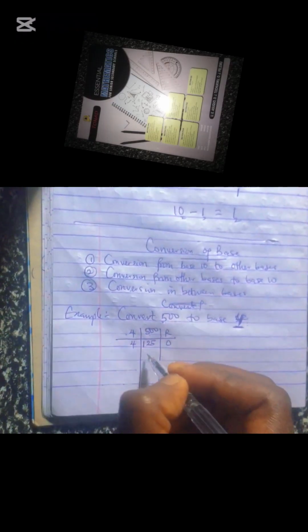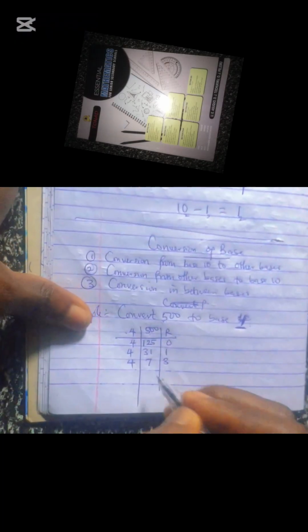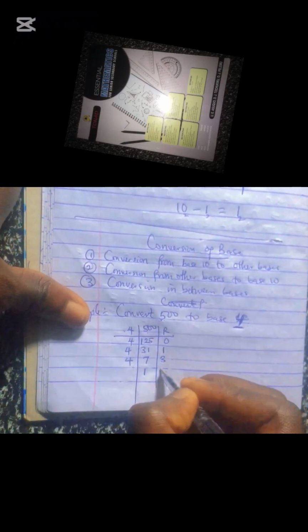So we take 4 here again. 4 in 12 is 3. 4 in 5 is 1. Remainder 1. So there is nowhere to put that one. We put the 1 here. Now 4 in 31, we know is what? Is 7. And 4 times 7 is 28. If you deduct 28 from 31, you have 3. 4 in 7 is what? 1. Remainder 3 again. 4 in 1 is 0.